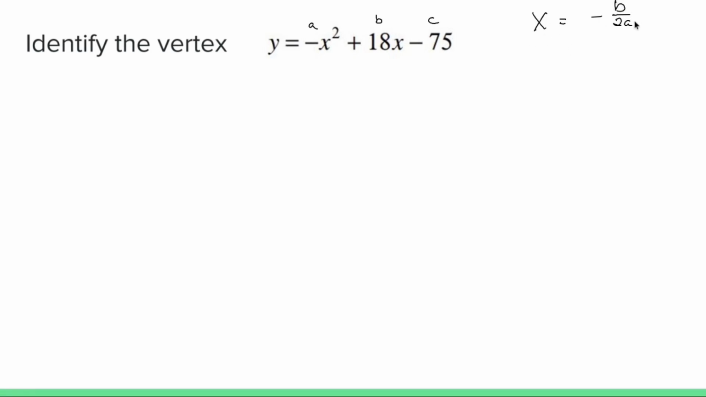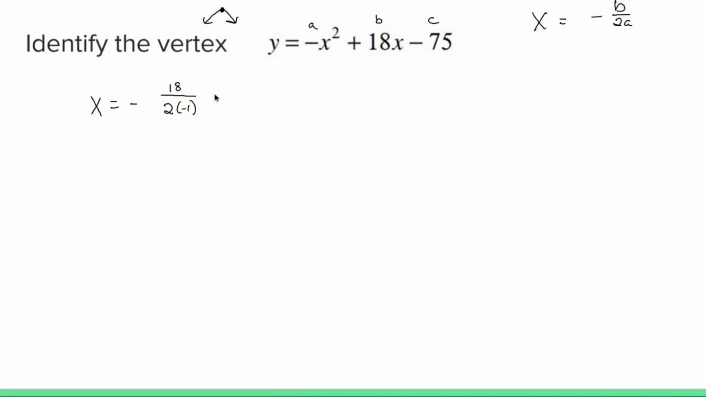Once we find x, then we can find y by plugging that x value in. So let's do this first. Let's find out x. And by the way, the vertex is either the tippy top or the very bottom of a quadratic. That is a negative leading coefficient quadratic, which means it's going to look like that. So I'm finding a maximum value. Now the x value is going to be negative b, which is 18, over 2 times negative invisible 1.